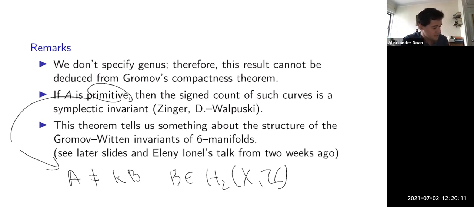And the third remark is that even though maybe I started this talk by dismissing Gromov-Witten theory unjustly and saying, oh, it doesn't count embedded curves, in the end, one of the sources of motivation for this result is that it does tell us something about the structure of the Gromov-Witten invariants. So this is related to the Gopakumar-Vafa conjecture. And I will not talk so much about this because that was the subject of Eleny Ionel's talk from 2 weeks ago, but I will have one slide about this later.